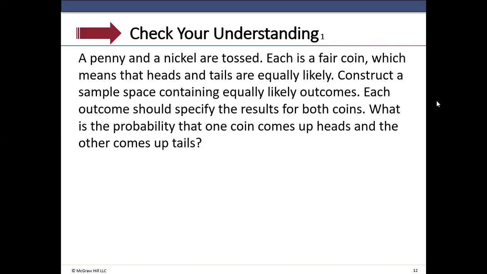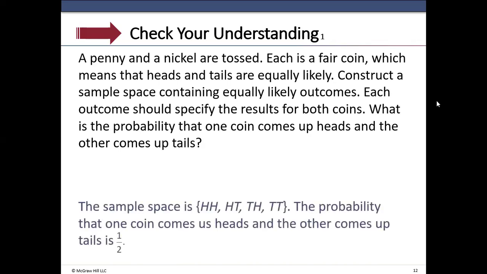A penny and a nickel are tossed. Each is a fair coin, which means heads and tails are equally likely. Construct a sample space containing equally likely outcomes. Each outcome should specify the results for both coins. What is the probability that one coin comes up heads and the other comes up tails?